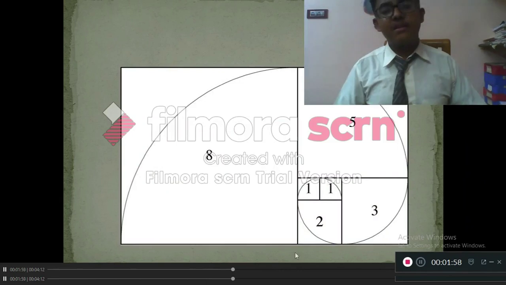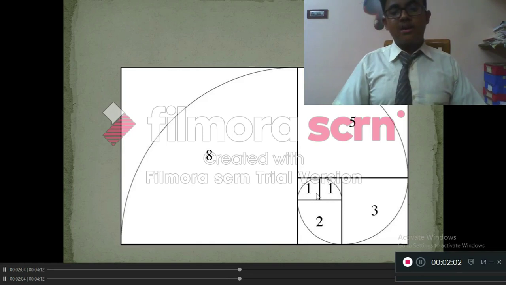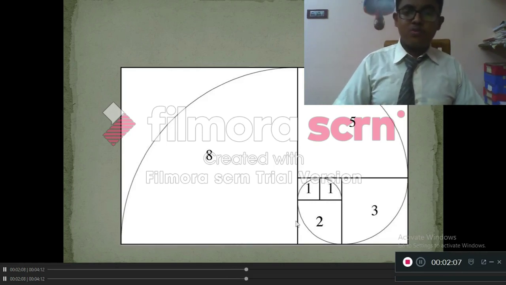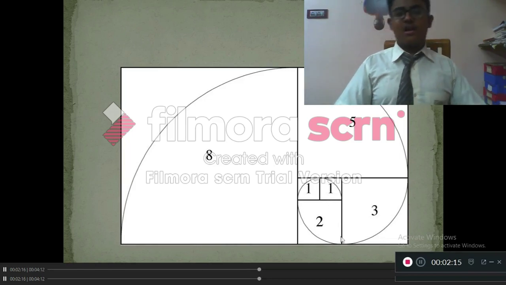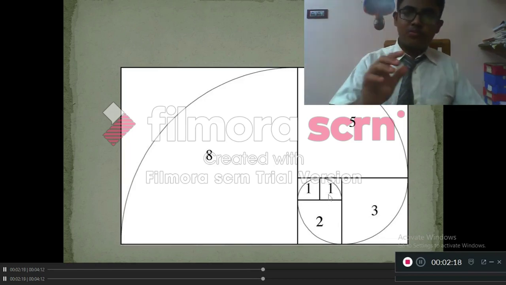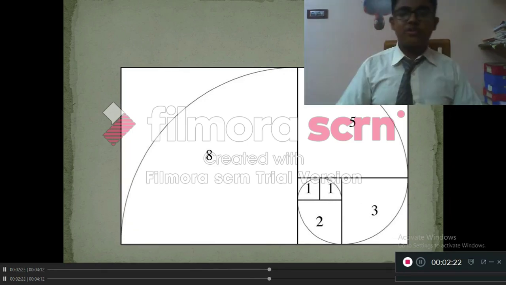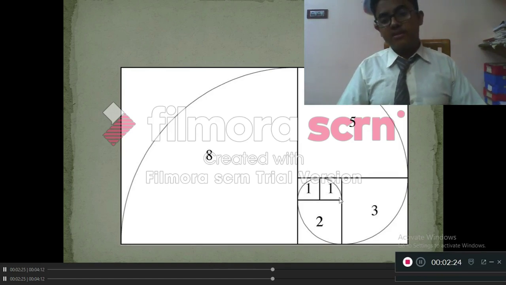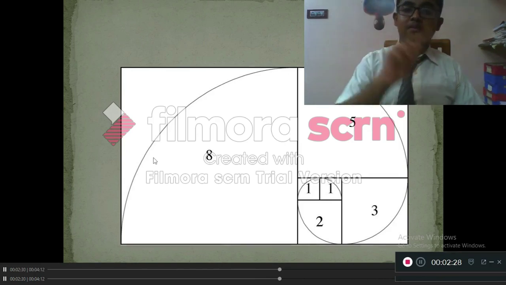So what are they? We have a square of side length 1 and another square of side length 1. We merge them and draw an arc. So 1 plus 1 is 2. Then we take a square of side length 2 and merge it with them, and extend this arc. Then 2 plus 1 is 3. So we take a square of side length 3, merge them and extend the arc, and this process continues. If we look carefully, this is the spiral that we were observing in the previous pictures.